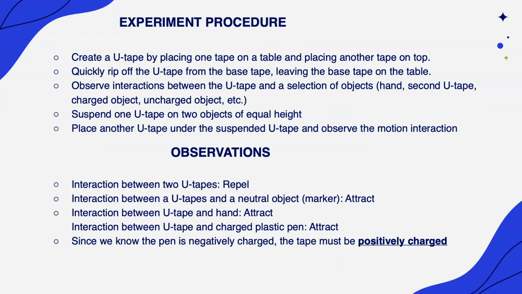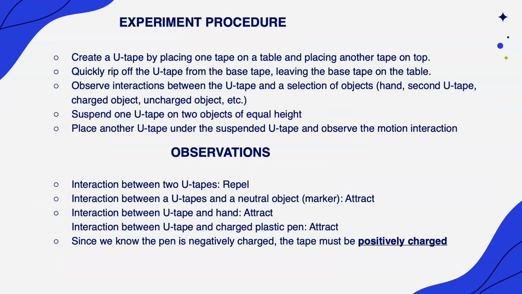So for the experiment procedure, we first created what we call a U-tape, and we did this by placing one tape on a flat surface like a table, and we placed a second piece of tape directly on top of that, and then quickly ripped the top U-tape off the base tape, leaving the base tape on the table. And this action is what creates the charge on the U-tape.